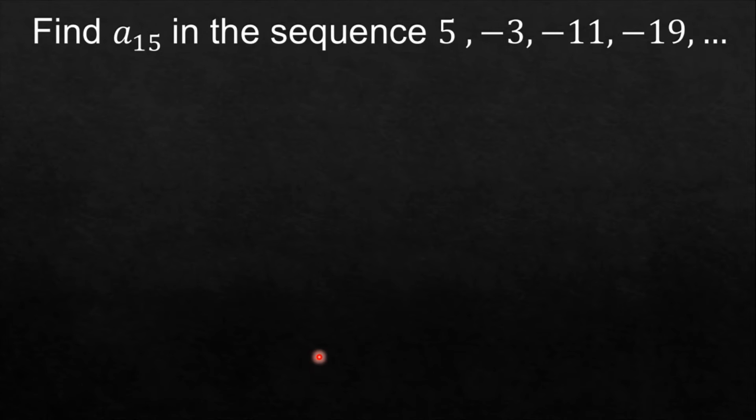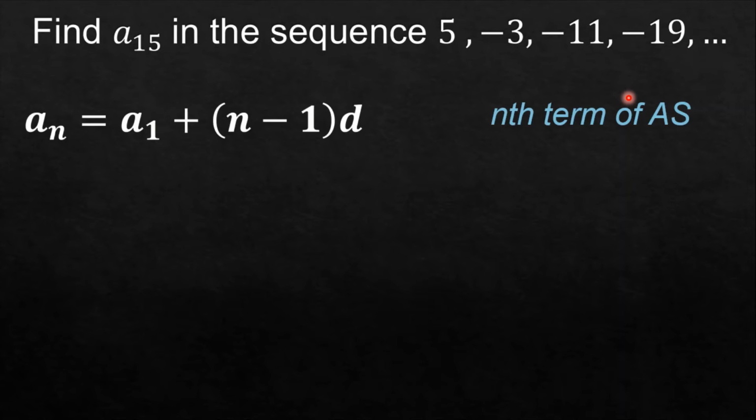Let's have the next example. Find a sub 15 in the sequence 5, negative 3, negative 11, negative 19. Again, using the general term of the arithmetic sequence, hanapin muna natin ang values ng a sub 1, n, and d. So in this case, ang a sub 1 natin, first term, ay 5, ang position ng term na hinahanap natin ay 15, and the common difference is negative 8.